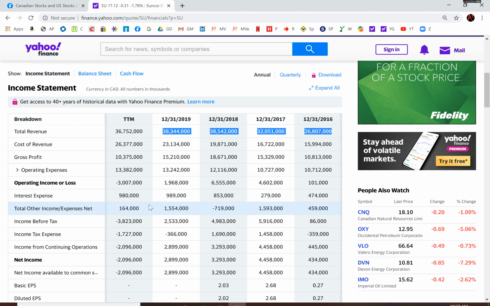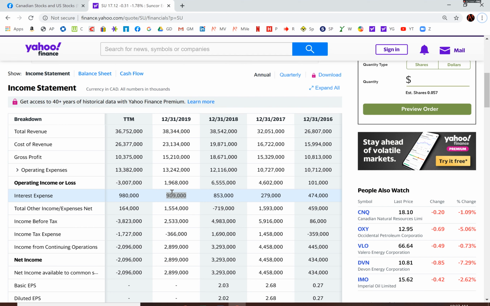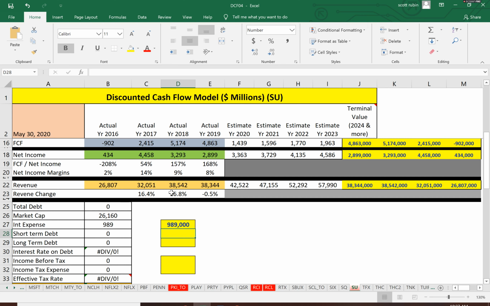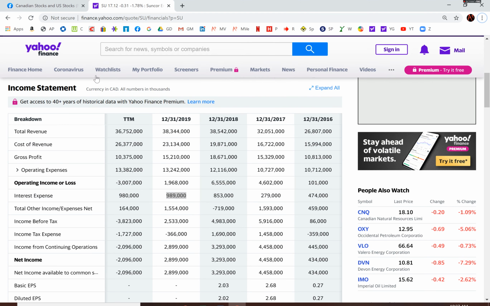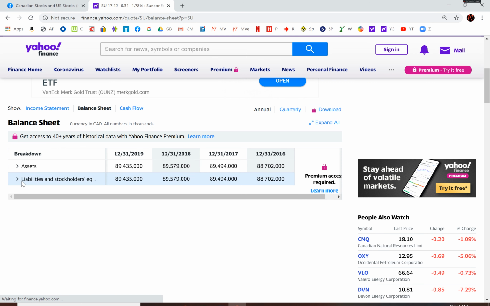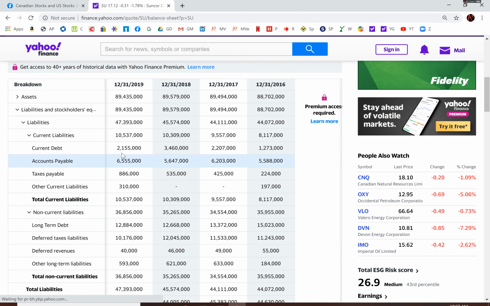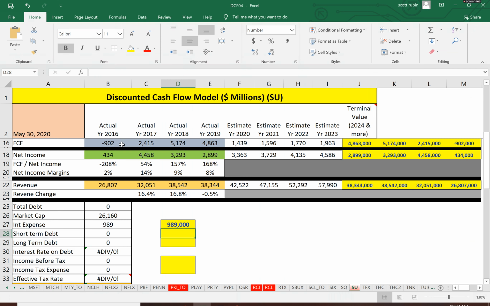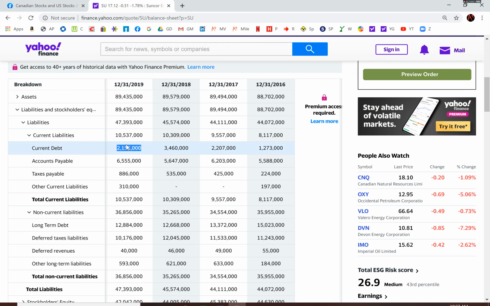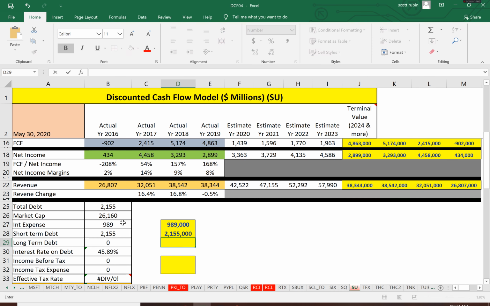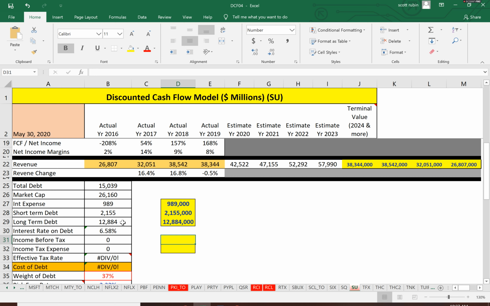So first we need the interest expense. That's the interest they pay on their debt. And next we need to find out how much debt they have, and we go to the balance sheet for that, and we go to liabilities, and then current liabilities. Current debt, that's the debt due within a year, is 2.2 billion, and long-term debt, which is due after 1 year, is 13 billion. So they pay a hefty interest rate, 6.6%.